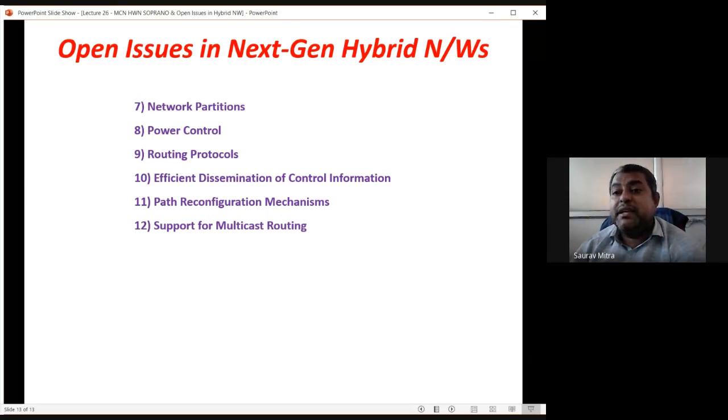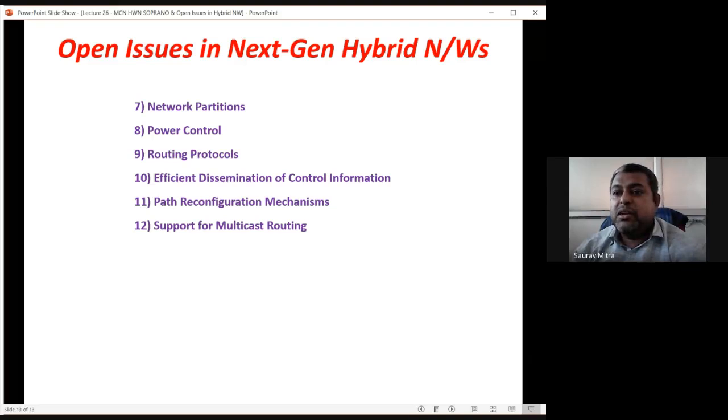Power control we have explained, that is the value of k, where small r, the ad hoc data radius, is equal to capital R divided by k. So the more the value of k, the less the value of small r, and the less the transmitted power. So we have to choose the k value very judiciously, deciding how much the radius of the ad hoc data communication range should be.